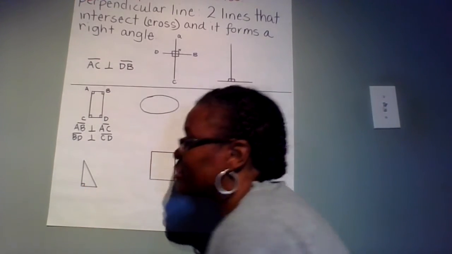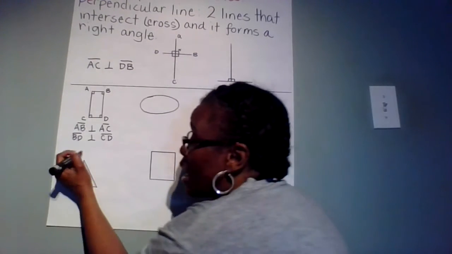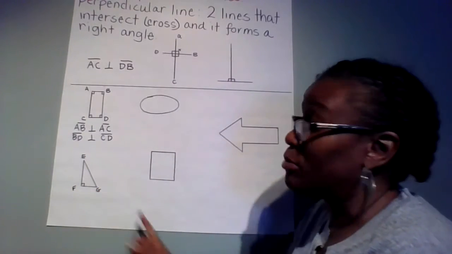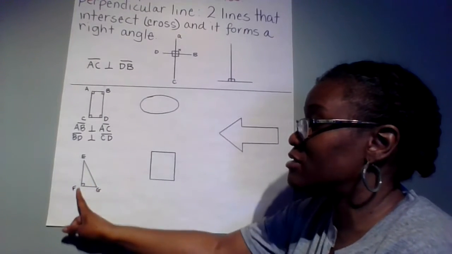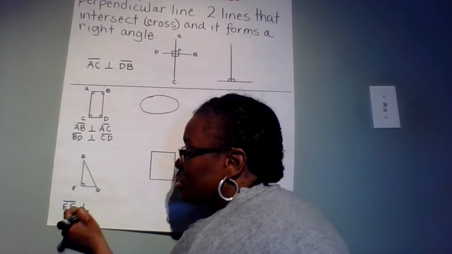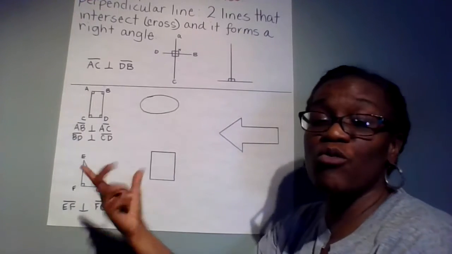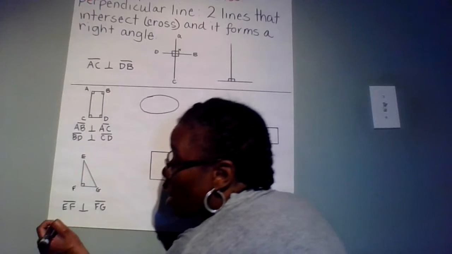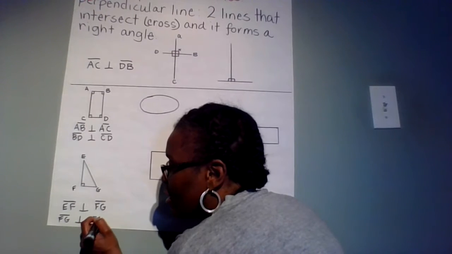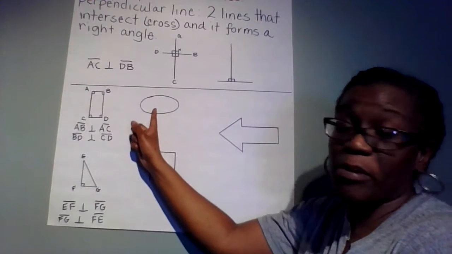Right here, I can make the square. So I have a right angle. Let's use some different letters. I'm going to use E, F, and G. Because I have a right angle here, that means that line EF is perpendicular to line FG. And if you wanted to, you could write it in reverse. You could also say line FG is perpendicular to line FE.